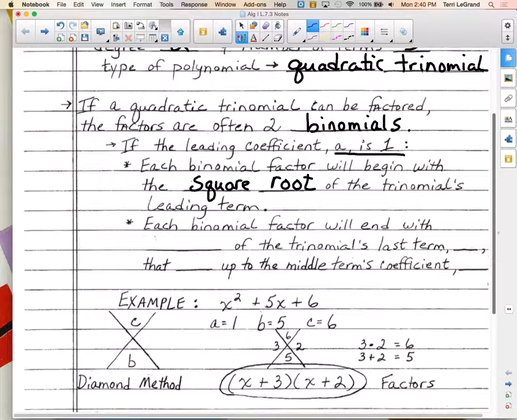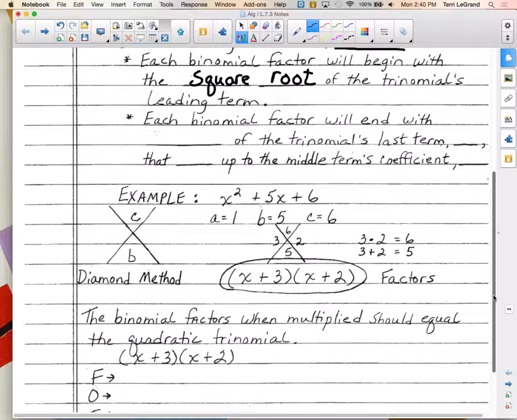And then the next thing we've got to figure out is what will they each end with. Each binomial factor will end with the factors. We'll find a pair of numbers that when you multiply them together, they give you the last term, the c value. But at the same time, those 2 numbers that multiply to be the c value should add up to be the middle term's coefficient, b.